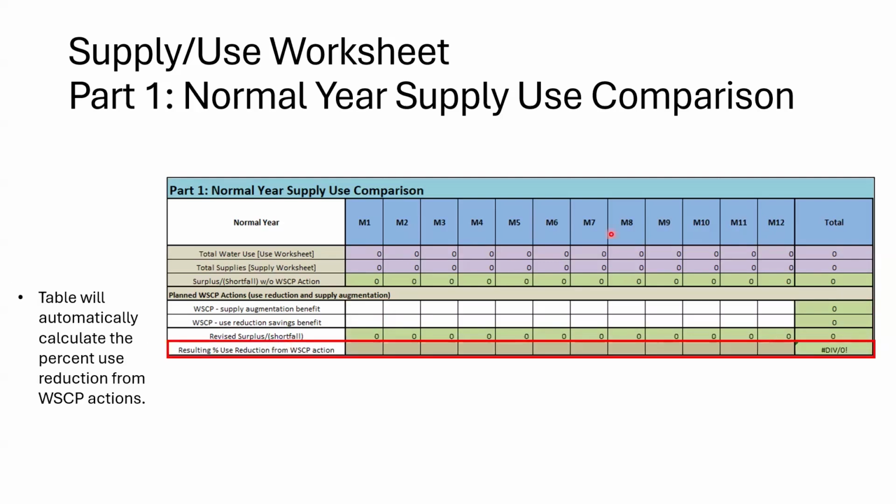Additionally, it's going to automatically calculate the percent use reduction from those actions taken. And it's going to take that from the use reduction saving benefit and this use worksheet value. And then it's going to get it for each month, and then the total over here.